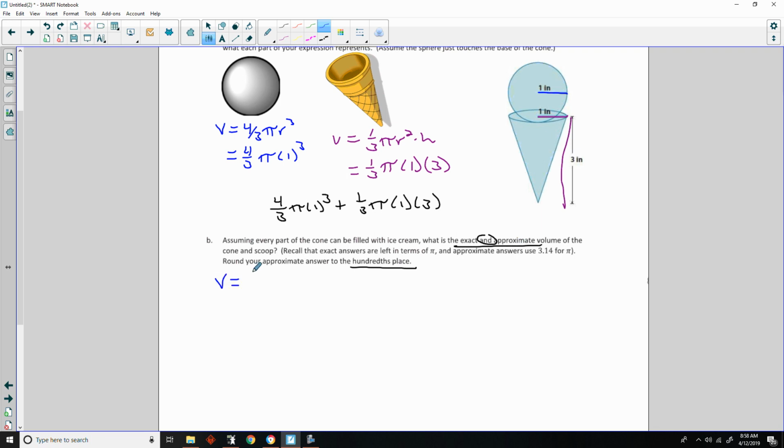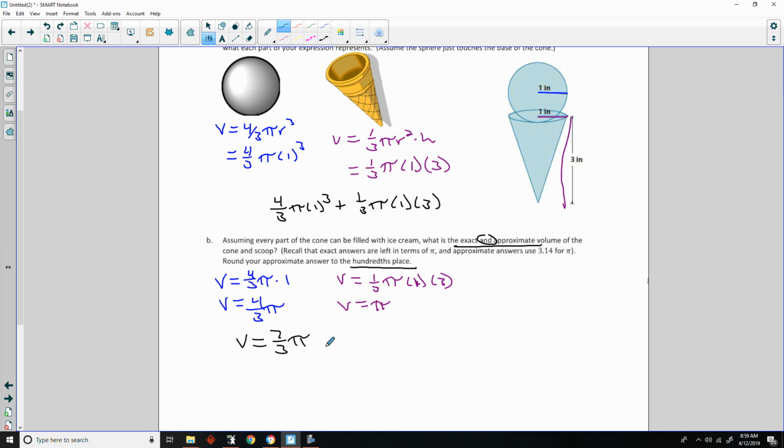So I have V equals 4/3 pi r cubed, which is 1 cubed, is just simply times 1, or simply 4/3 pi. That's the ice cream. Now the cone is going to be 1/3 pi times 1 times 3. And that is going to equal 1/3 pi, and 1 times 3 is 3. But what's 1/3 of 3? 1/3 times 3 is 1. So it's just simply pi times 1, or pi. Okay? So the total volume is going to equal 4/3 plus 3/3, or 7/3 pi.